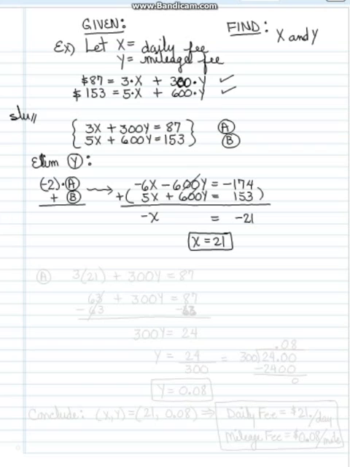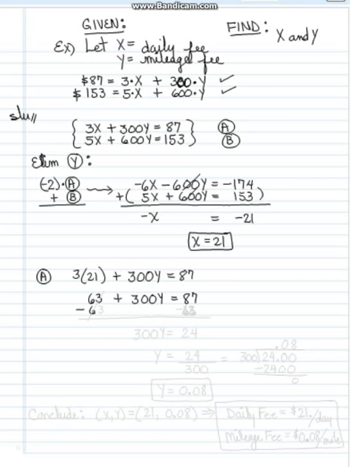Okay, now that we found x, we can find y by substituting this result into either equation, and I'm going to put it into the A equation. Looks like it's easier to work with. You'll get the same answer no matter which one you plug it into. So let x equal 21 in the A equation. 3 times 21 plus 300 times y equals 87. 3 times 21 is 63. So 63 plus 300 times y equals 87.